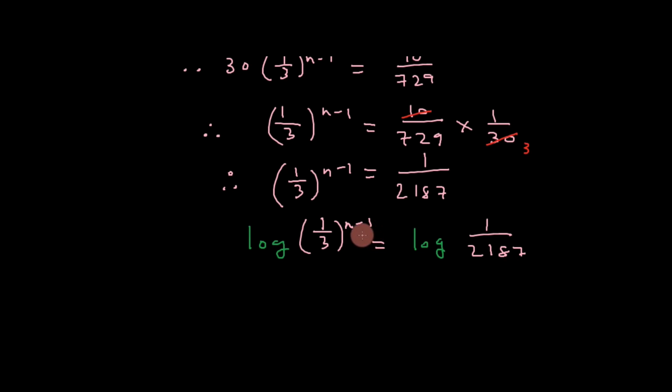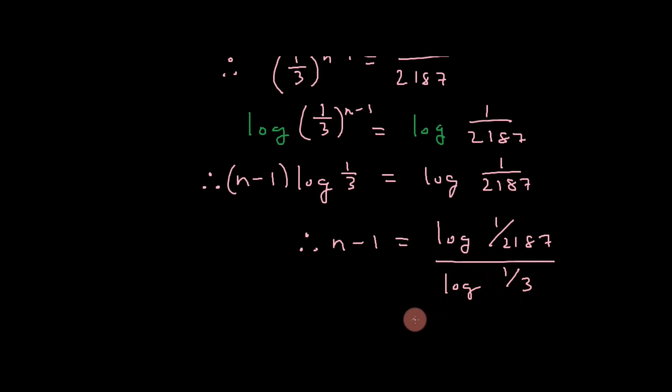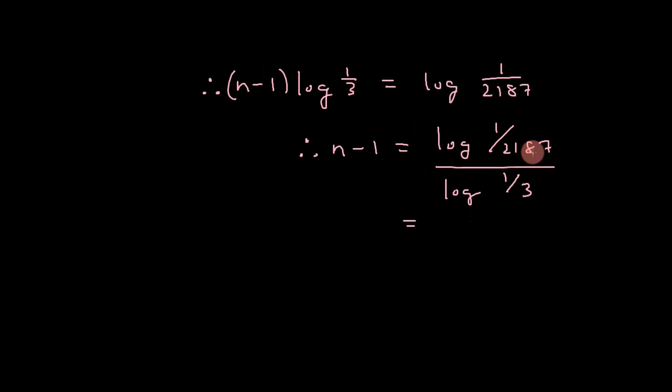We now use the log rule that says this power, n minus 1, can be written in front of the log. So n minus 1 times the log of a third equals the right-hand side. Now we can divide the log of a third into the right-hand side. So n minus 1 equals, and this we can do on a calculator.